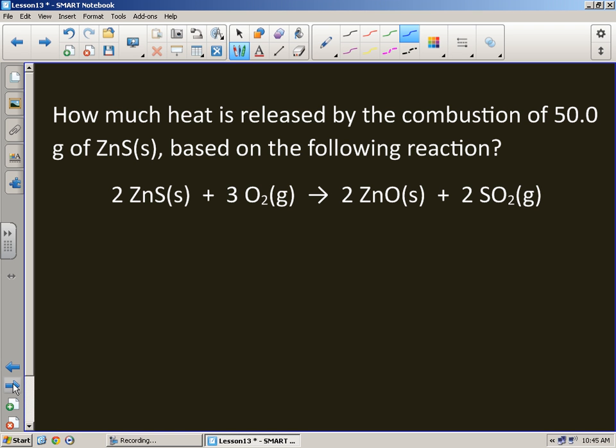But you're only burning 50 grams. So that's the other part of the question. You're not burning 2 moles probably, I'm guessing, because if you were burning 2 moles of zinc sulfide, you'd have your answer already. It'd be, well, Hess's law, whatever that happens to be.